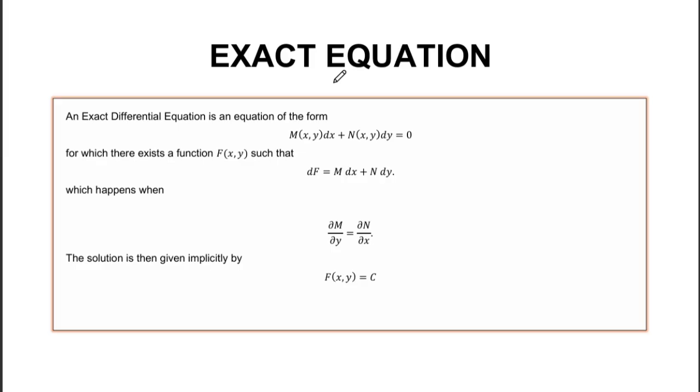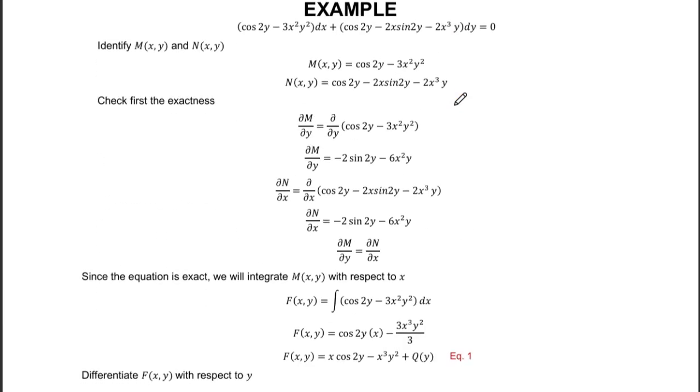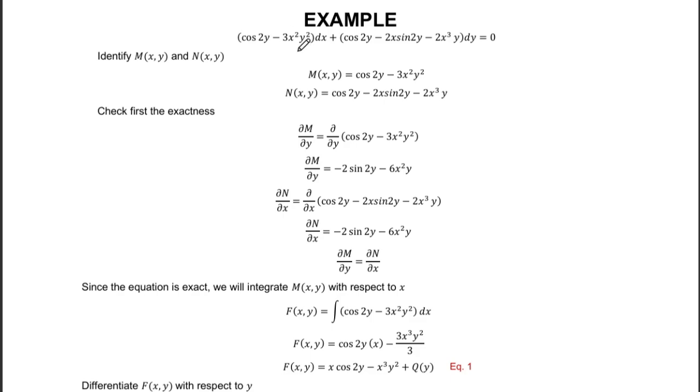So we will have another example of the exact equation. But this time, the example contains trigonometric functions. Since I discussed what an exact equation is in my last video, now we are going to have the example. So cosine 2y minus 3x squared y squared dx plus cosine 2y minus 2x sine 2y minus 2x cubed y dy is equal to 0.